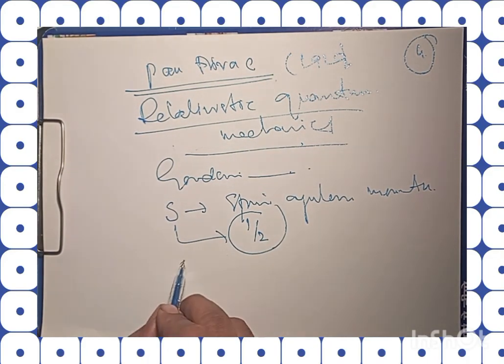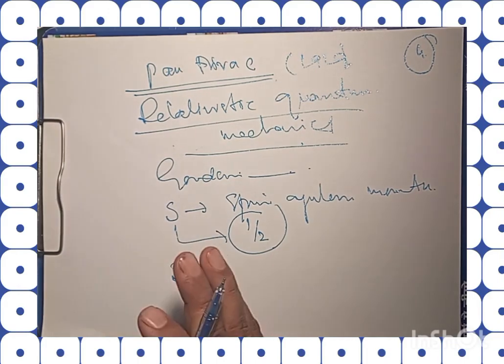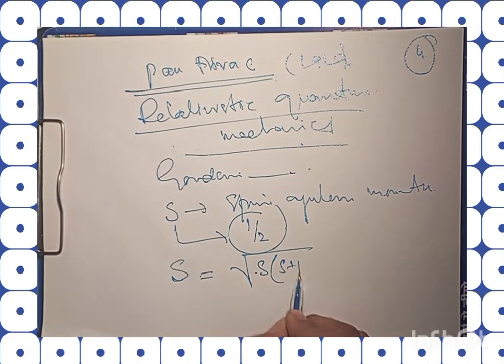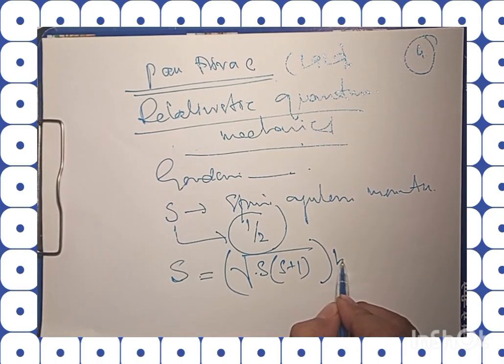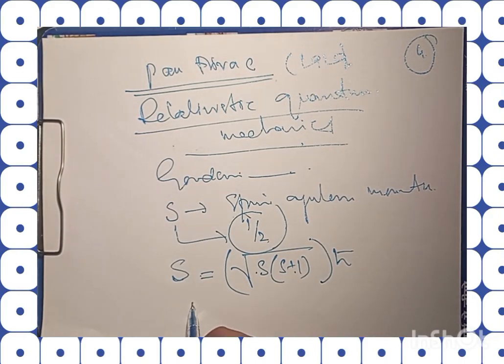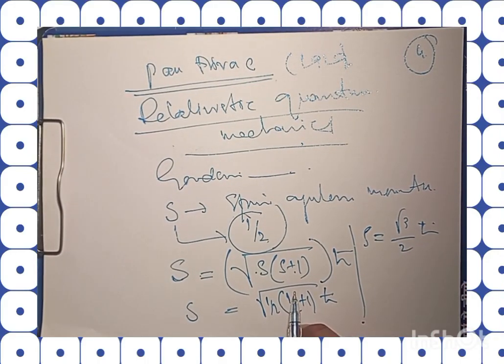And the magnitude of S, the overall magnitude of the angular momentum due to the electron spin, is the replica of orbital angular momentum: square root of S into S plus 1 times h cross. Now, since S can have a value equal to 1 by 2, this S will be square root of 1 by 2 times 1 by 2 plus 1 times h cross. So S will come out to be square root of 3 by 2 h cross.